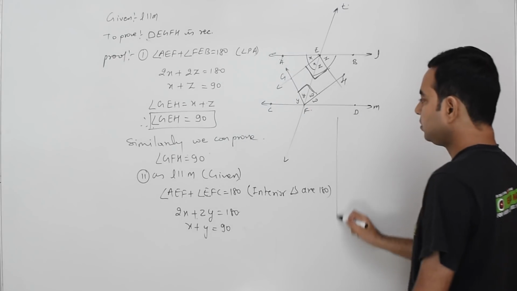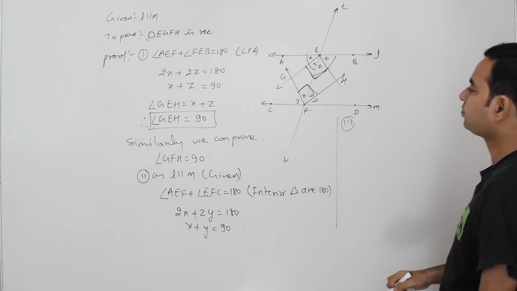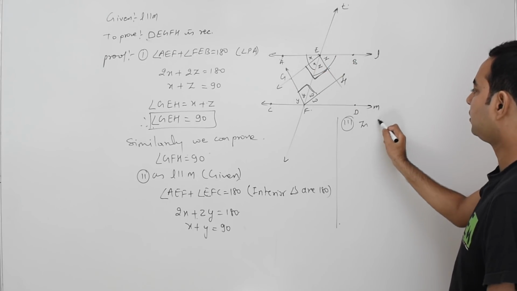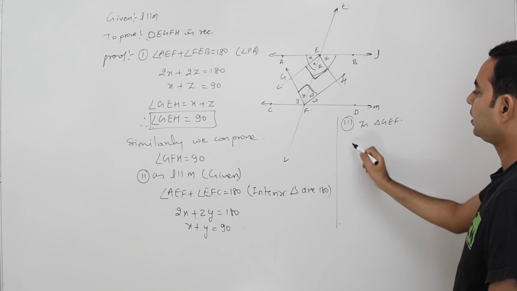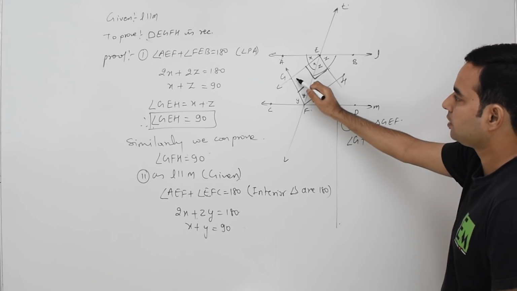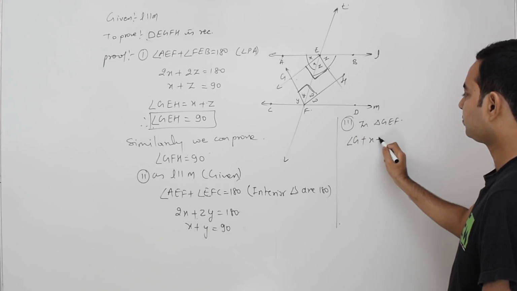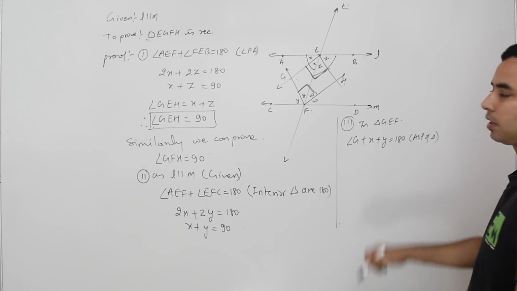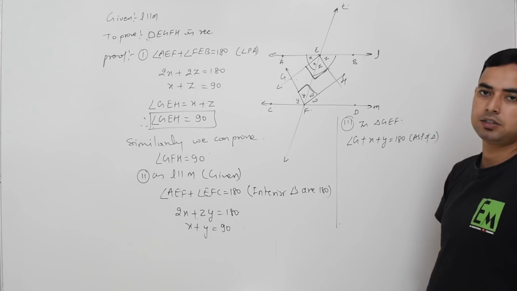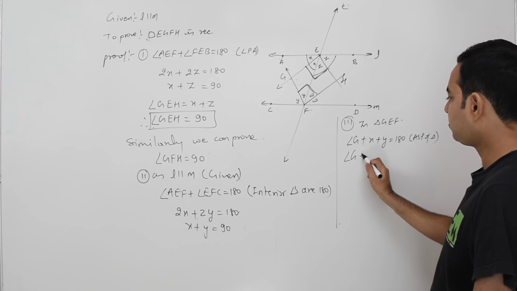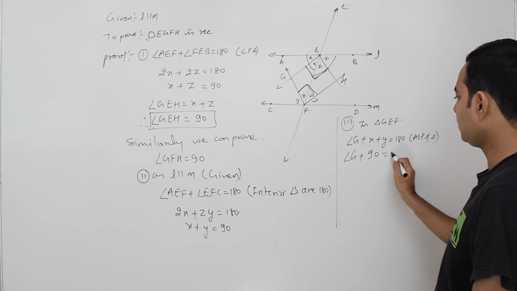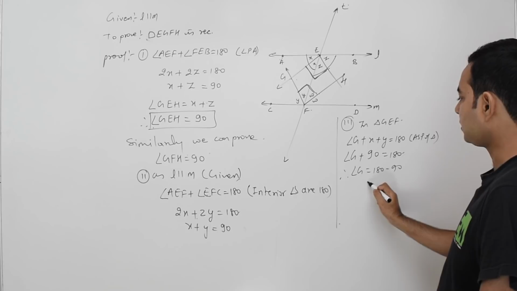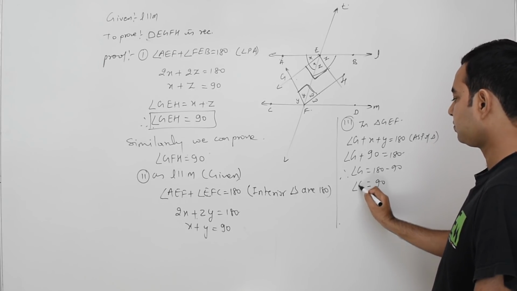Now we will write down here in the third point, in triangle GEF, angle G plus x plus y equals 180. This is the angle sum property of a triangle, because the sum of the measures of angles of a triangle is always 180. Angle G plus x plus y, which is 90, is equal to 180. Therefore angle G will be equal to 180 minus 90. So it will be 90.